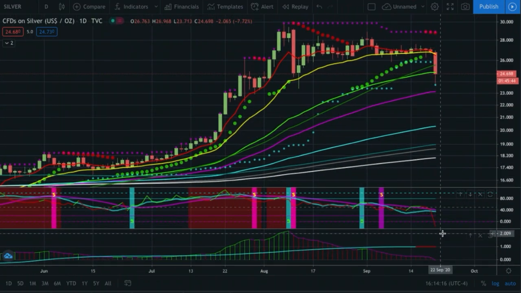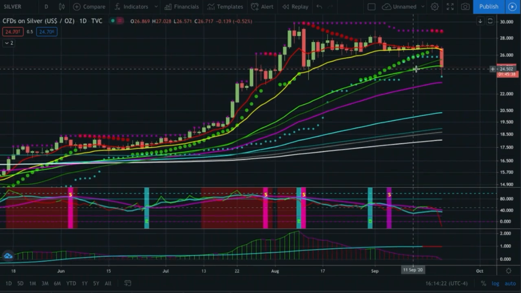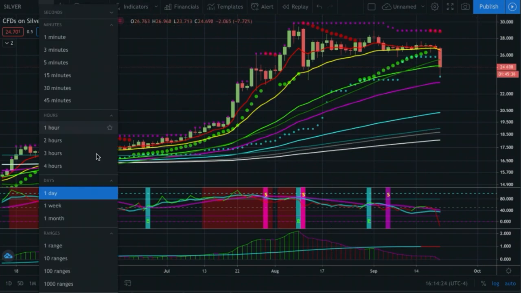And based on the knife right here, based on the histogram getting ready to cross over to the zero, we could see continuation on the daily. But at this point in time, I would not expect it.